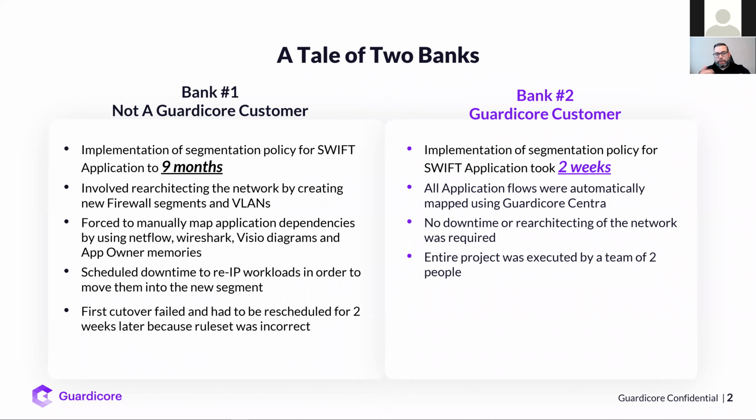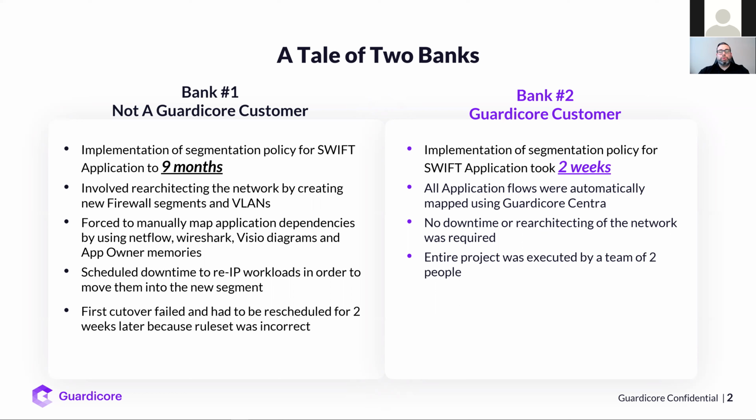So first, a story, a tale of two banks. Bank number one had a project to segment their SWIFT application using VLANs and their next generation firewalls. The project total took them 9 months and involved re-architecting the network to create new segments and VLANs. It required team members to manually map application dependencies into spreadsheets by using tools like NetFlow and Wireshark, and a scheduled downtime where they had to re-IP the workloads to actually move them into those new VLANs and into those new segments.